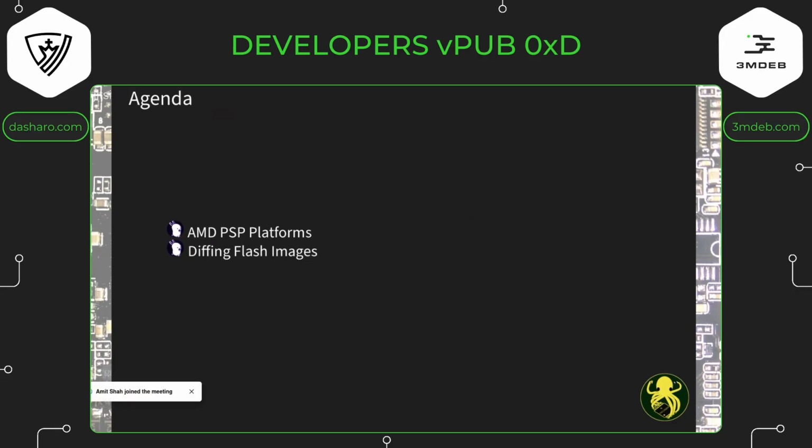And then I will talk a bit about the challenges in diffing different flash images. Well, think of firmware images. I'm just saying flash images because we typically use a SPI flash for x86 firmware, including AMD.